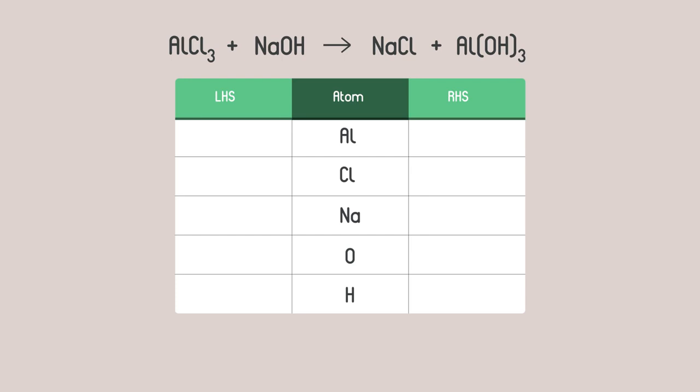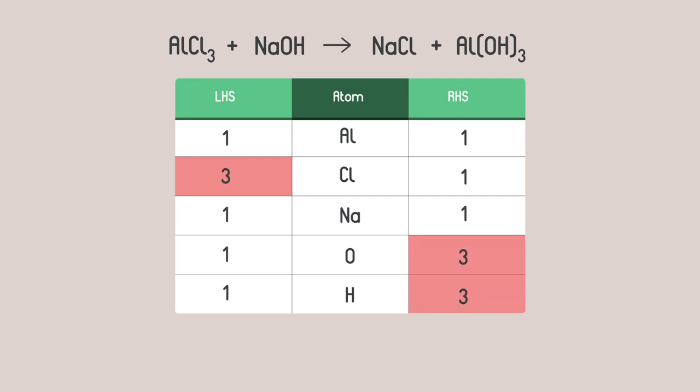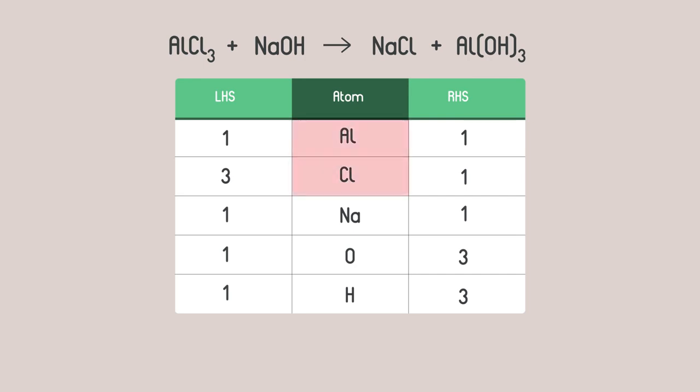Are you ready? These are the numbers you should have found. We can see that the metals are balanced, but there are three times as many chlorine atoms on the left and three times as many oxygen and hydrogen atoms on the right. So let's multiply the compound containing chlorine on the right by 3 and the compound containing hydroxide on the left by 3.